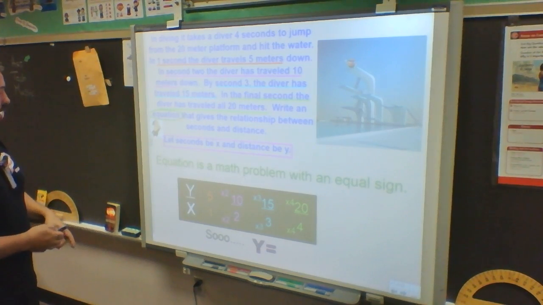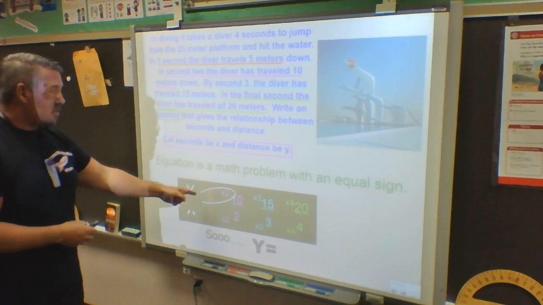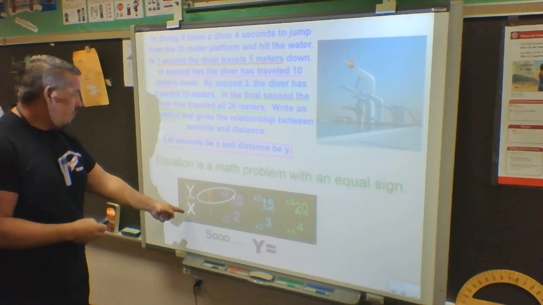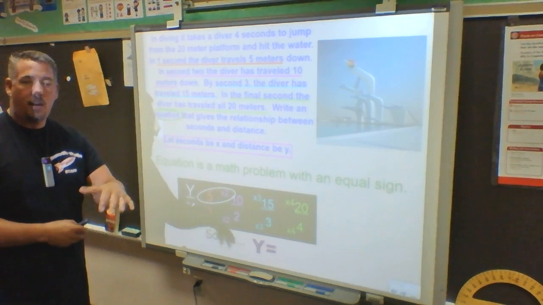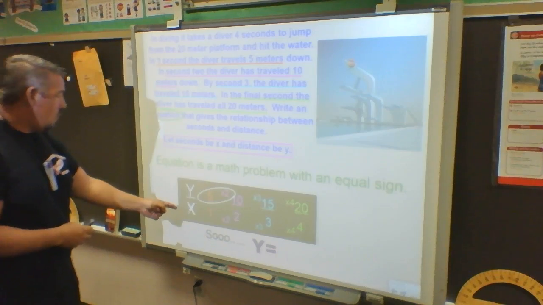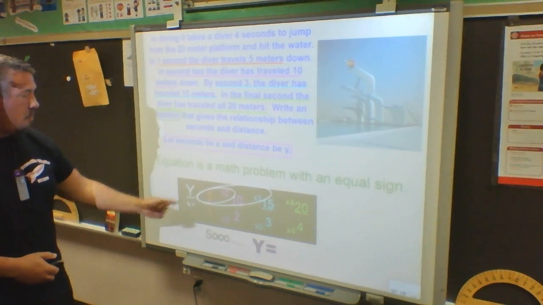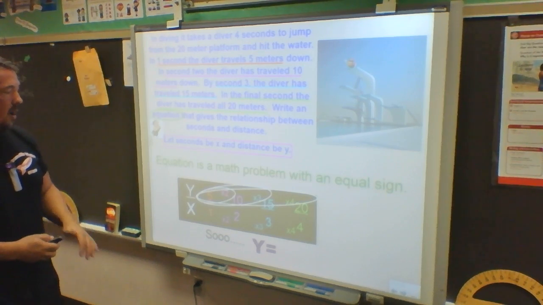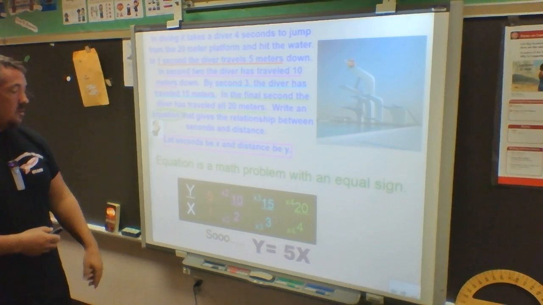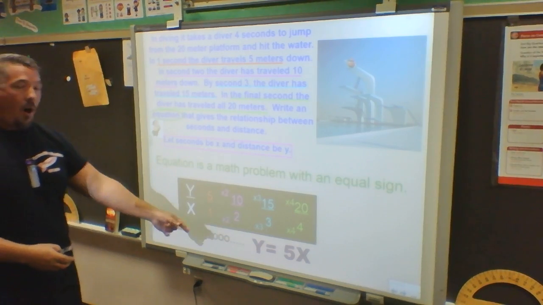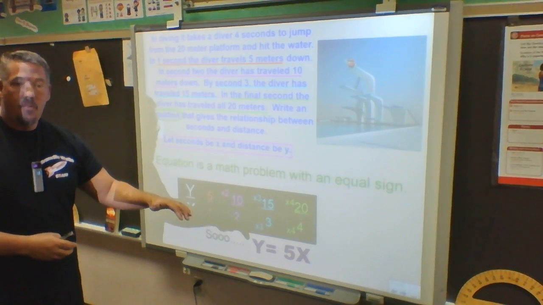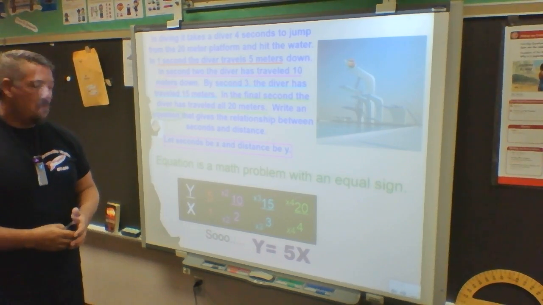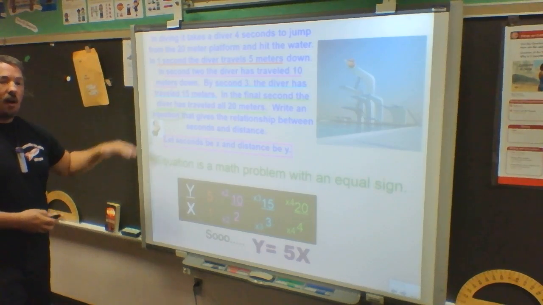Well, the math problem is that every single time I do it, I'm going to take that 5, that original unit rate, and multiply it by however many seconds I'm jumping. So I multiplied by 2, I multiplied by 3, I multiplied by 4. Every time, the distance of 5 multiplied by the seconds that I'm jumping. So my equation is that Y is always going to be equal to 5 times X. Am I asking you to solve for a problem? No. I just need the equation written out that would always help me.